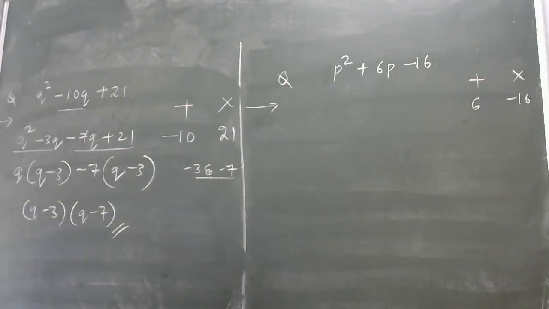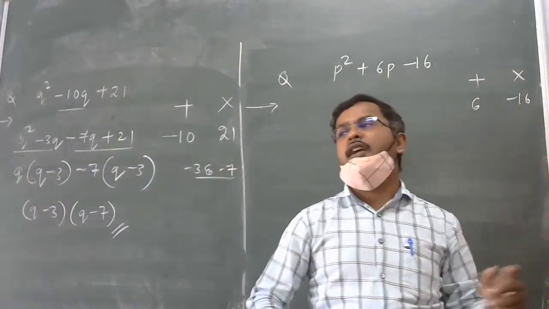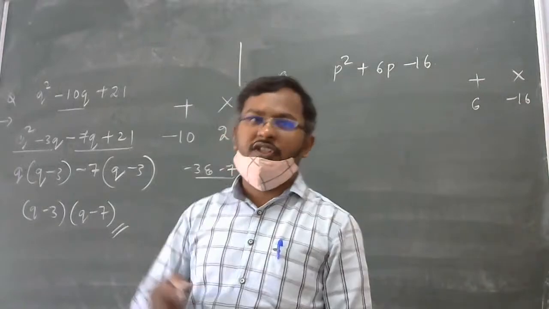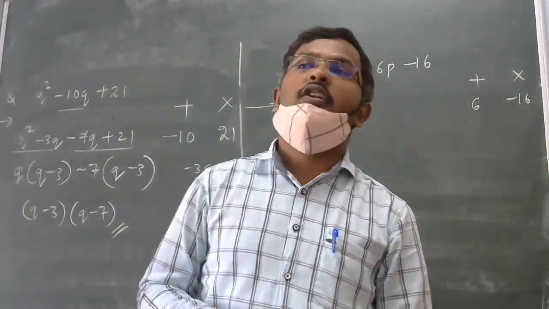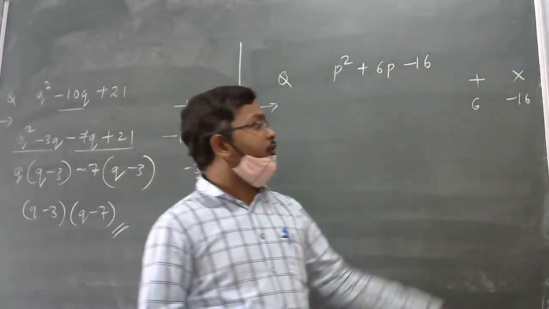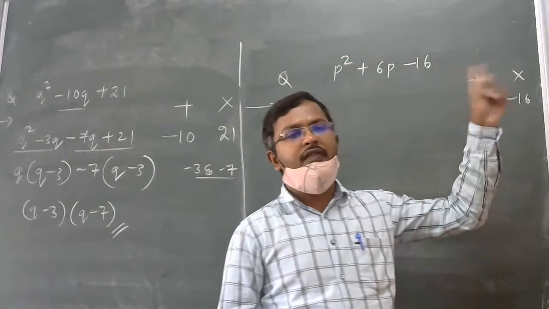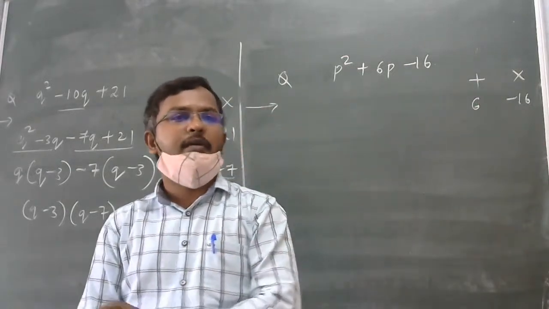See, whenever the product is negative, one number should be positive and the other number should be negative. Then only we will get a product as minus. So now you see, when one number is positive and one number is negative, their sum should come how much?